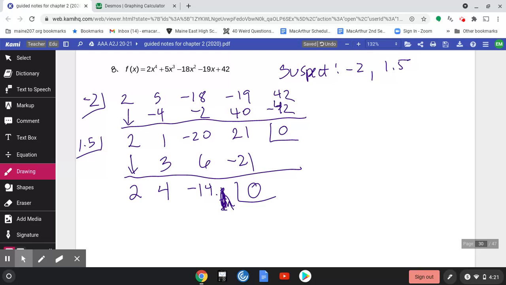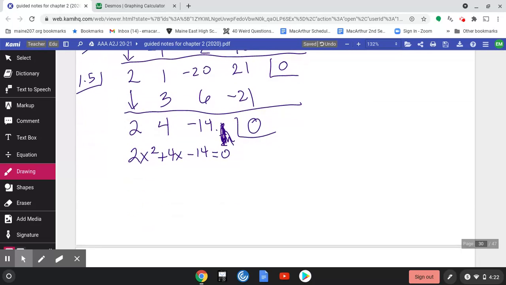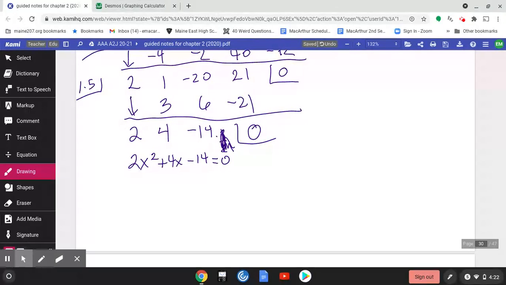At this point, because my other 2 suspected zeros, these I know are real, my other 2 suspected zeros were these weird decimals. I am not going to try to plug them in, because it's not going to work out to be exact. Instead, I'm going to make this back into a quadratic. 2x squared plus 4x minus 14. And then I'm going to set that equal to 0. And now the only way I am going to be able to solve that is if I use the quadratic formula. So that's exactly what I'm going to do.